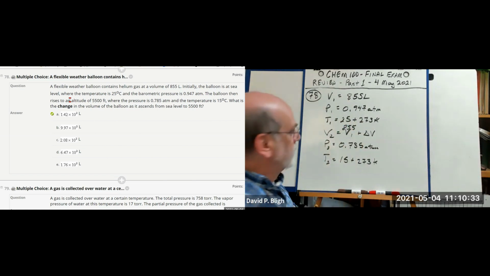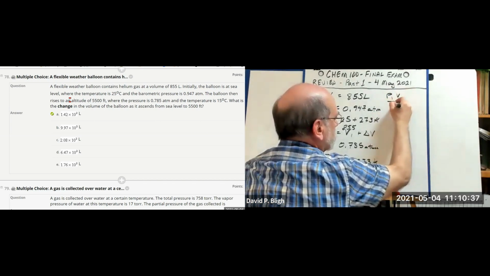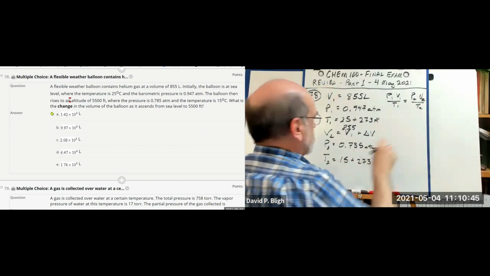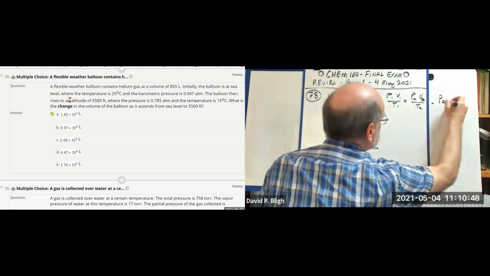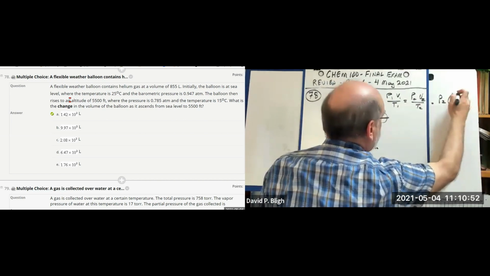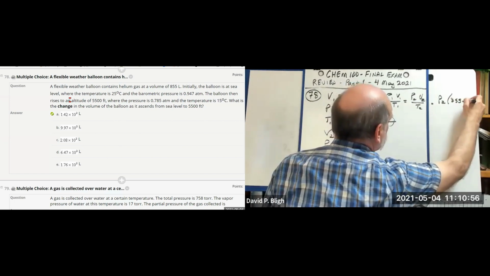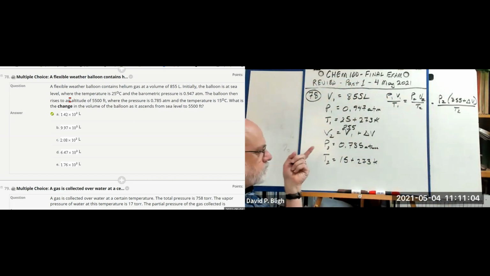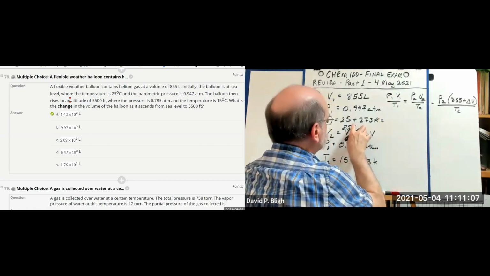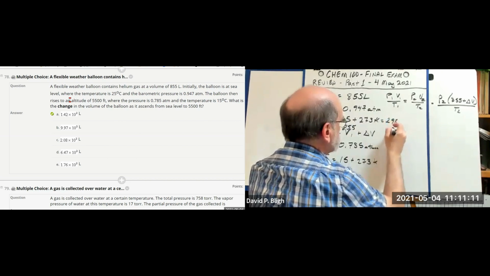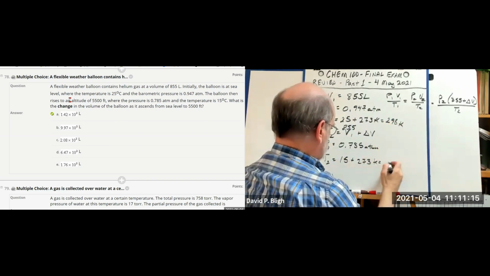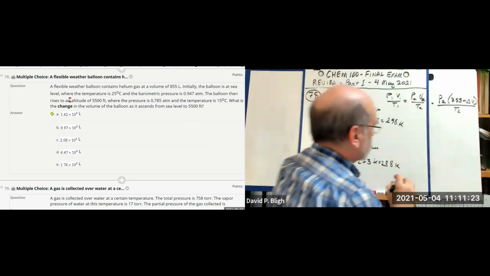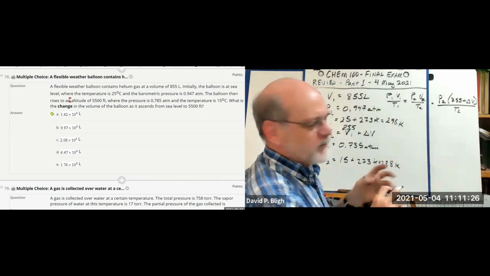Okay, now let's plug it in the formula. We have P1V1 over T1 equals P2V2 over T2. And that V2 here is equal to P2 times (855 plus delta V) over T2. Okay. Now, let's see. This one is 298. Okay. And this one is 288 K. So now, probably be easier just to plug in the numbers.